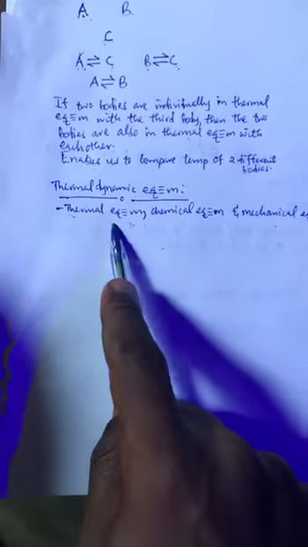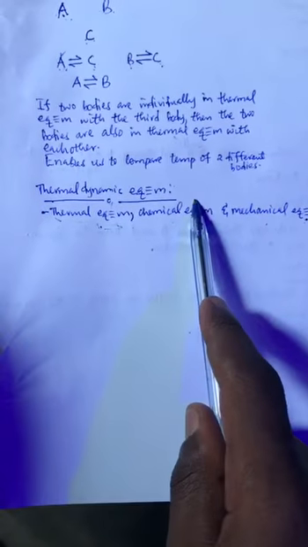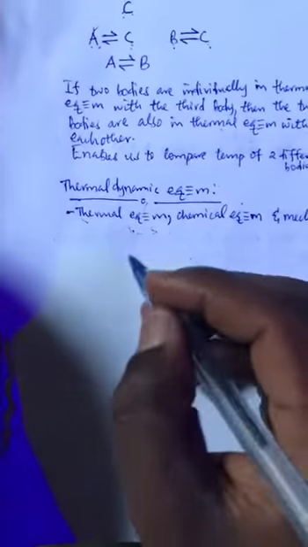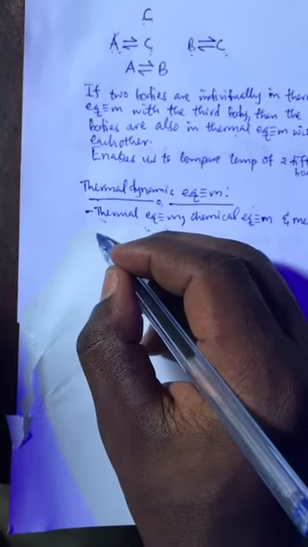So if you find a system that is in thermal and chemical equilibrium, but not in mechanical, that system is not in thermodynamic equilibrium. For it to be in thermodynamic equilibrium, it must be in thermal, chemical and what? And mechanical. So therefore we can look at the first law.